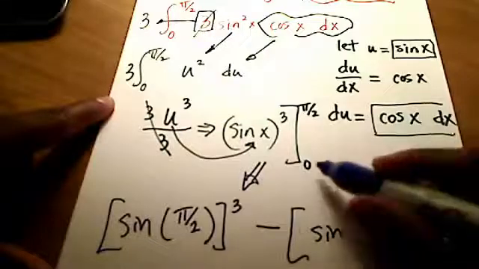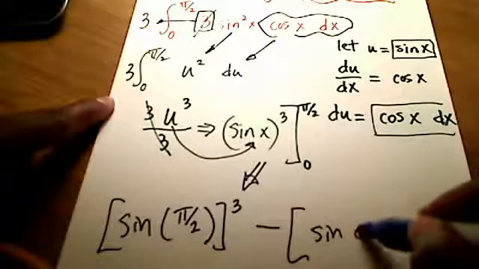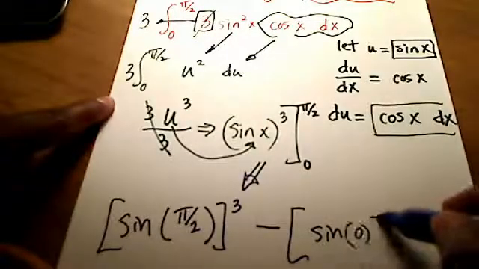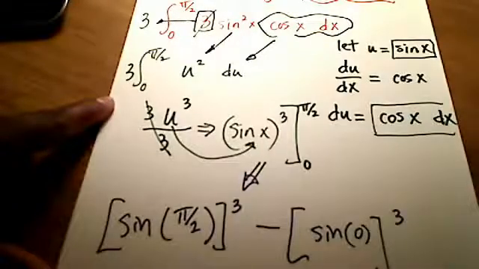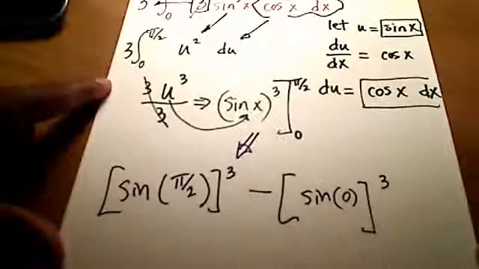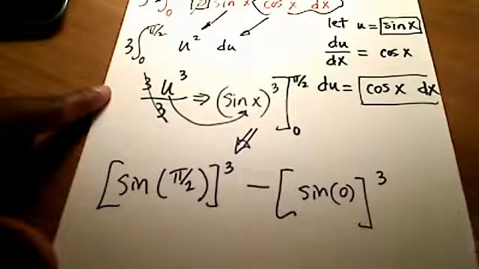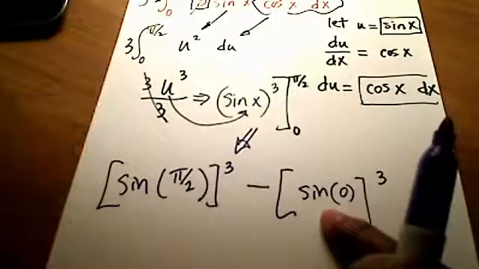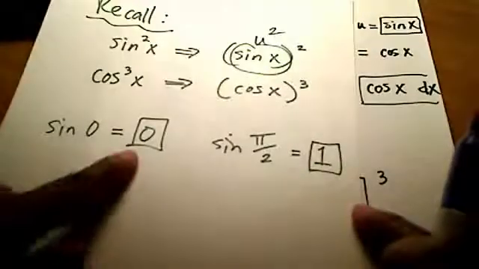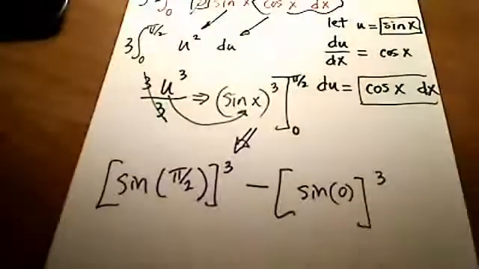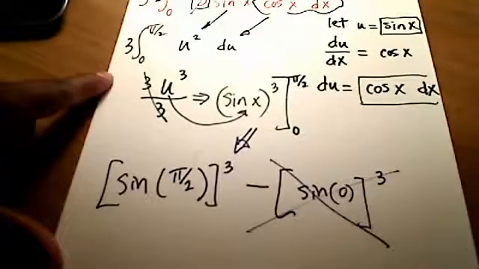sine, and in this case, everywhere I see an x, I'm going to put in a 0, quantity raised to the third power. So that's what the fundamental theorem of calculus says to do. Well, the sine of 0 we just said a moment ago is just 0, so this whole term really just wipes itself out. We don't really need that anymore.